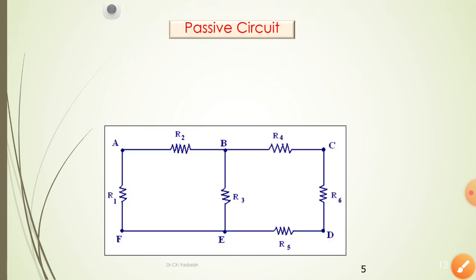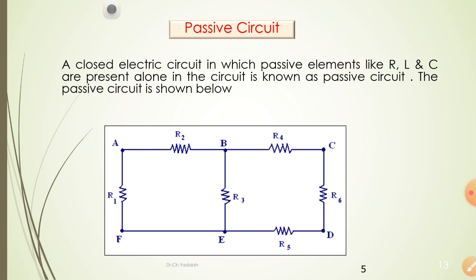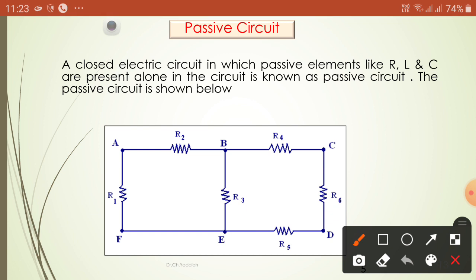Now, the passive circuit, the reverse of the active circuit. What is the definition? A closed electric circuit in which only passive elements like resistors, inductors, and capacitors are present is known as a passive circuit. The passive circuit is shown below. That means there is no source, no E1, E2, E3, E4, no type of source. Here there are only resistors R1, R2, R3, R4.